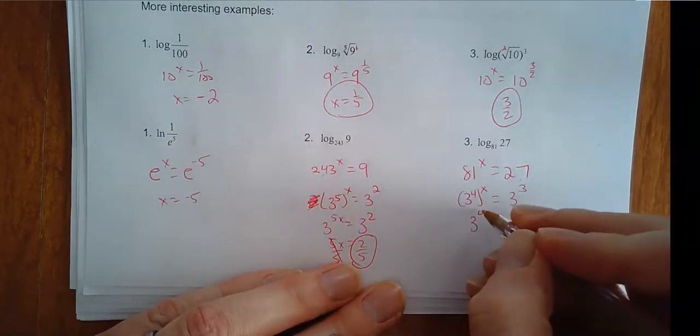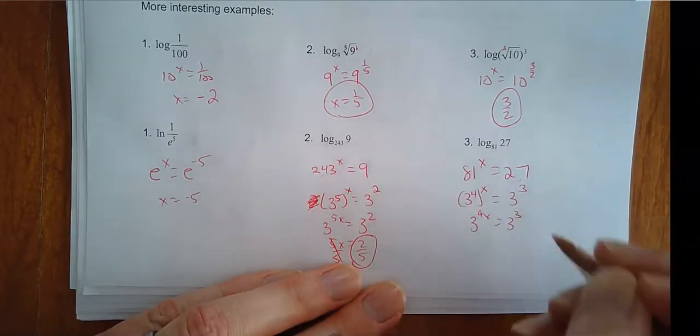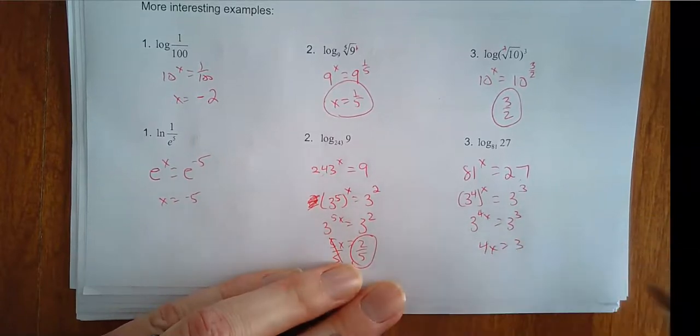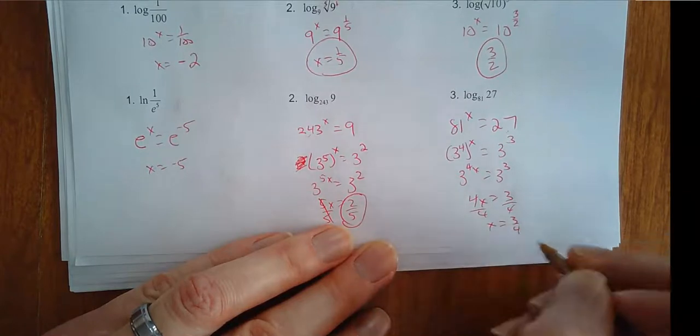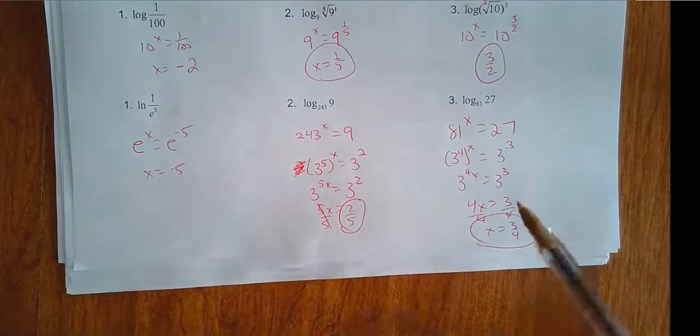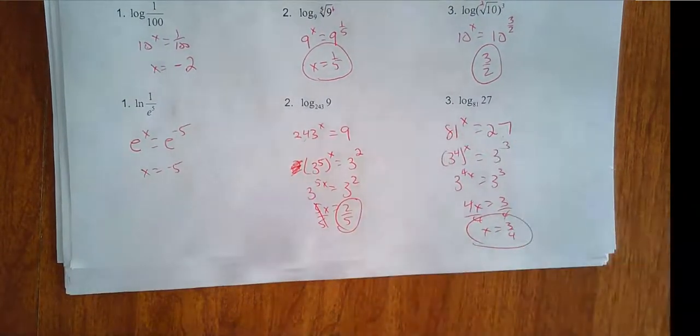So that means 3 to the 4x equals 3 to the 3rd. So that means 4x equals 3. Divide both sides by 4. So x is 3/4. You can always check it up here. Take 81 to the 3/4 power and you get 27.